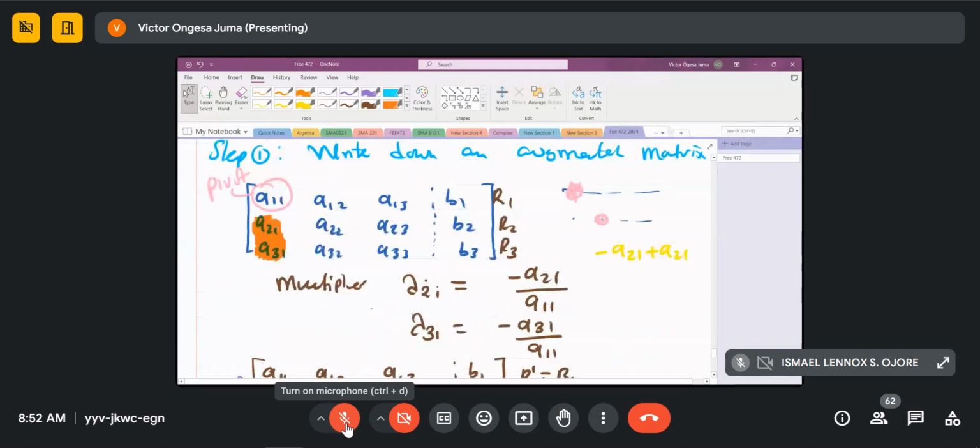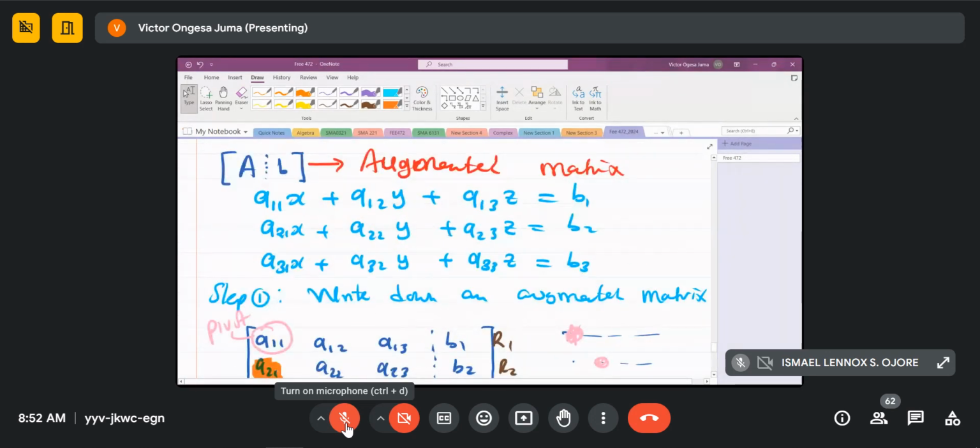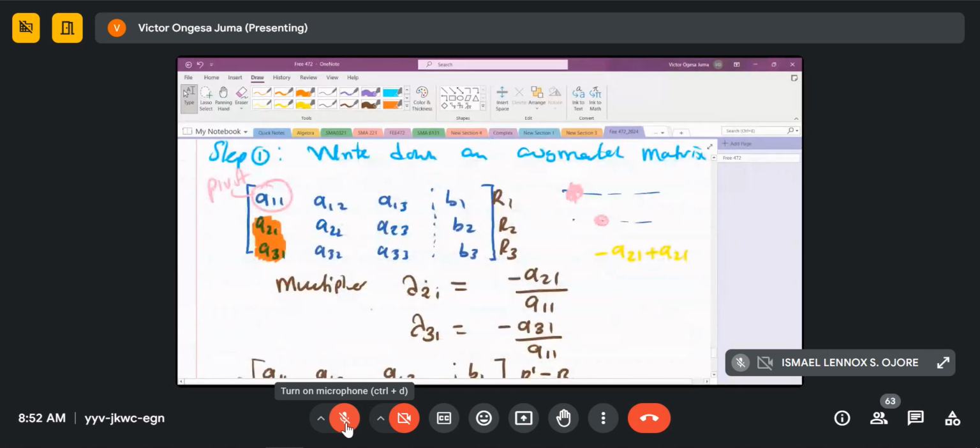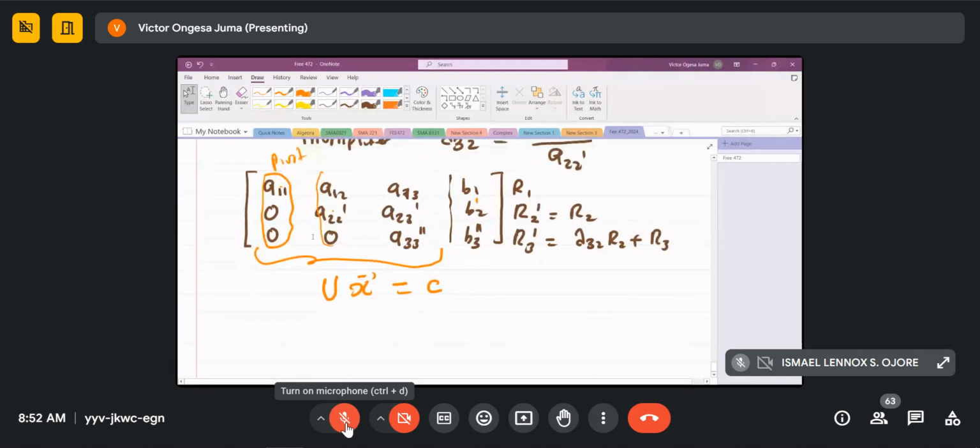We start from AX is equal to B. Then you apply these row operations, and if you do this, you obtain the new system UX is equal to C. And then you solve for this UX, and that becomes the solution. In solving for UX, we use back substitution.